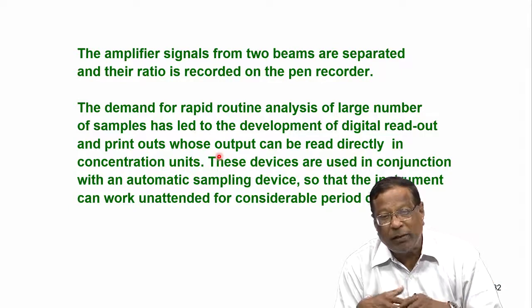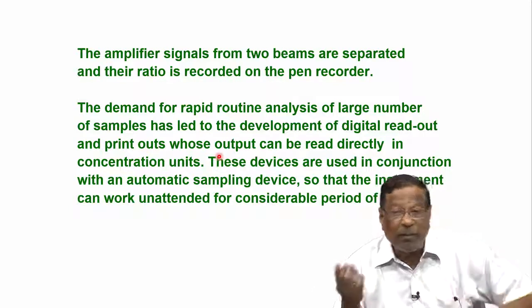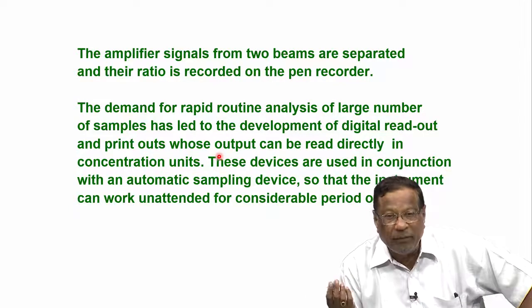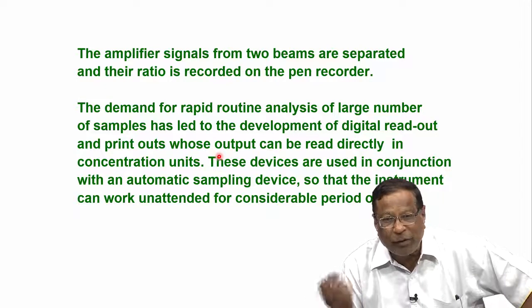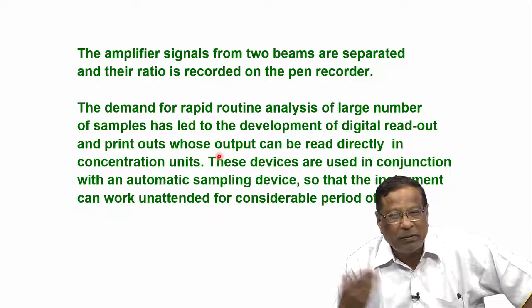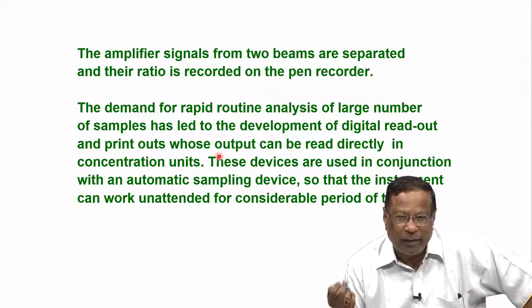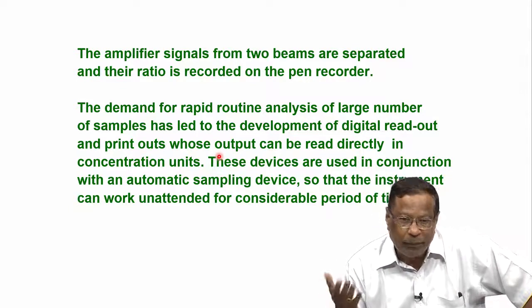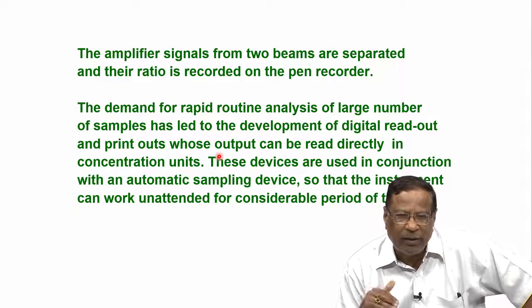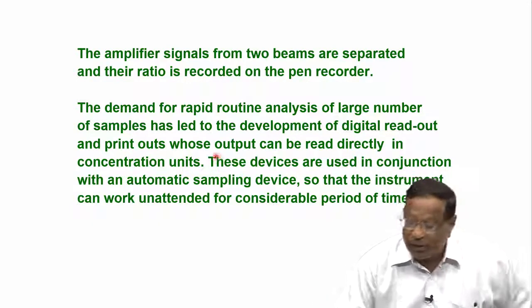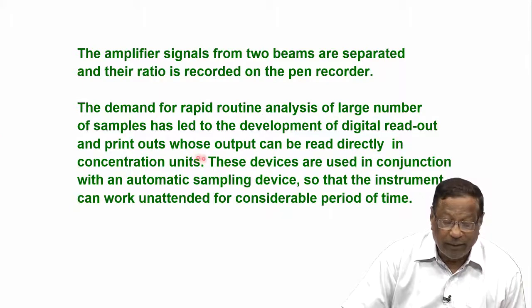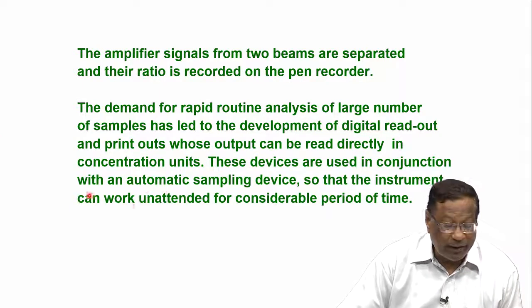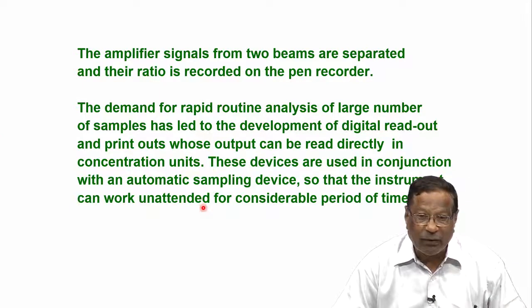Suppose you want to determine 200 samples of an ore, continuous analysis from morning to evening, then what will you do? You can't be sitting in front of the atomic absorption spectrometer making a calibration curve every time. So, it makes a lot of sense to have a calibration curve in the computer and then compute the concentrations directly from the computer, so that the instrument can work unattended also.